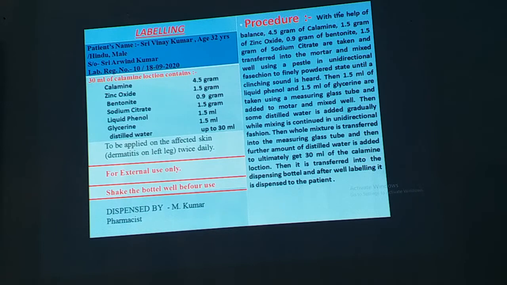Then next, the contents, that is 30 ml of calamine lotion contains calamine 4.5 gram, zinc oxide 1.5 gram, bentonite 0.9 gram, sodium citrate 1.5 gram, liquid phenol 1.5 ml, glycerin 1.5 ml and distilled water up to 30 ml. So after the preparation, this calamine lotion should be applied on the affected skin, in this case dermatitis on the left leg, twice daily.